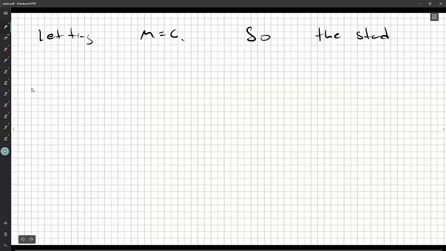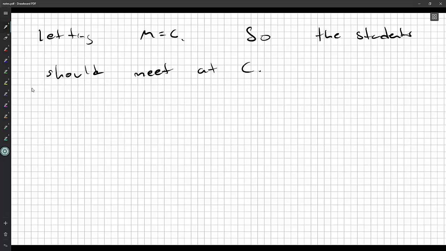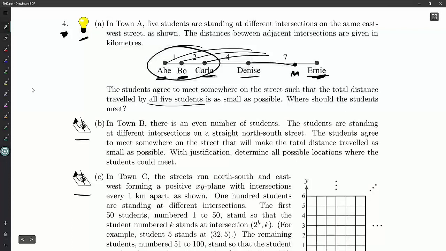What were they? They were students, right? The students should meet at C. That way Carla doesn't have to do anything. Did they want us to tell them the minimum distance? Where should the students meet? They should meet at C. That's all it is. But it's going to be 14 plus 6. It's going to be 20, the distance that everyone walks.